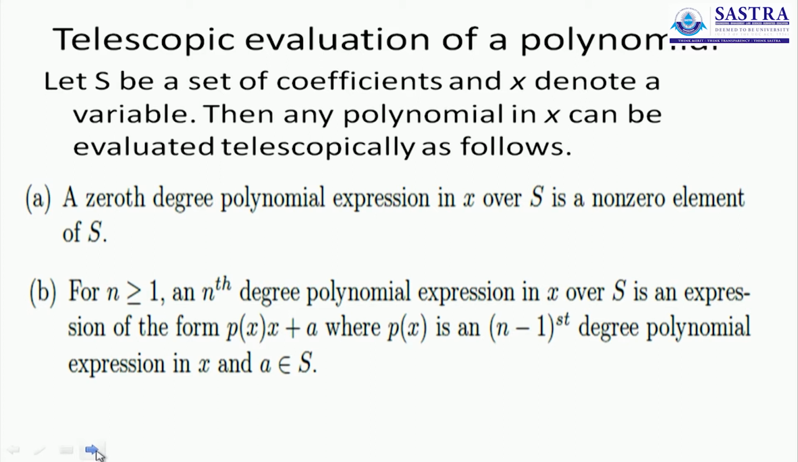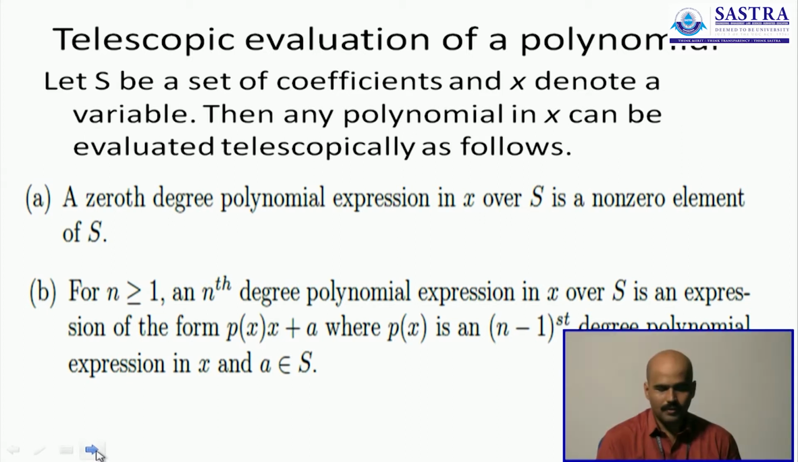Understanding this requires knowledge of these two basic steps. We will run through them on the screens now. Let S be a set of coefficients and x denote a variable. Then any polynomial in x can be evaluated telescopically in terms of two steps. Now, what are they? Step 1 is the basis on which we evaluate all this. A 0th degree polynomial expression in x over S is a non-zero element of S. So, when you talk about a 0th degree polynomial, it is just a constant, only a number.